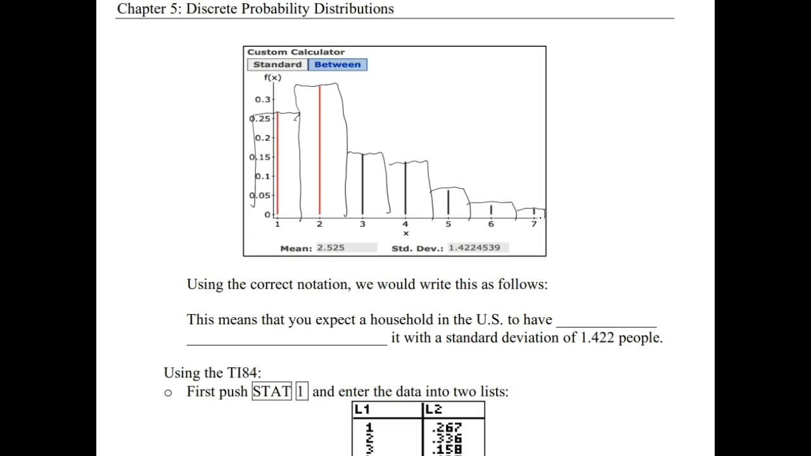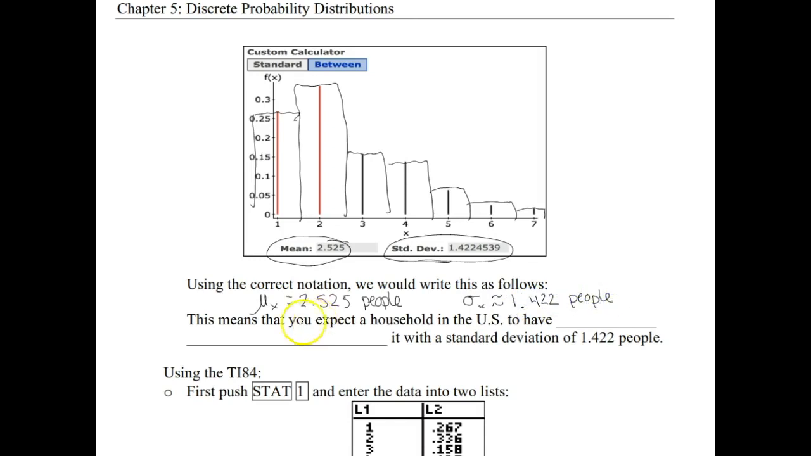So using the correct notation here, we've got here is our mean and here is our standard deviation. And probability distributions have parameters. So we would write here that mu sub x is equal to 2.525. And in this case, we were counting people in the household. And sigma sub x, if we round that, is about 1.422. And its units are also in people.